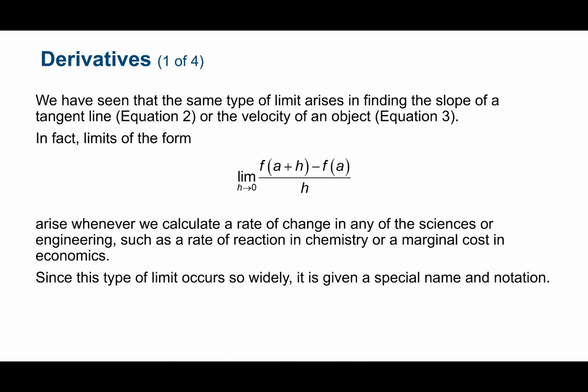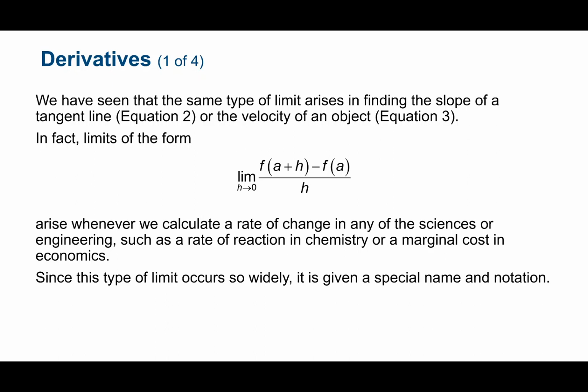So in both of these cases, with the slope of the tangent line and with instantaneous velocity, we've run across limits that look like this, that we can write like this, or in one of the other forms. These types of limits pop up a lot. Anytime we're talking about a rate of change, these types of limits come up. We've got examples here. They're everywhere: engineering, chemistry, economics.